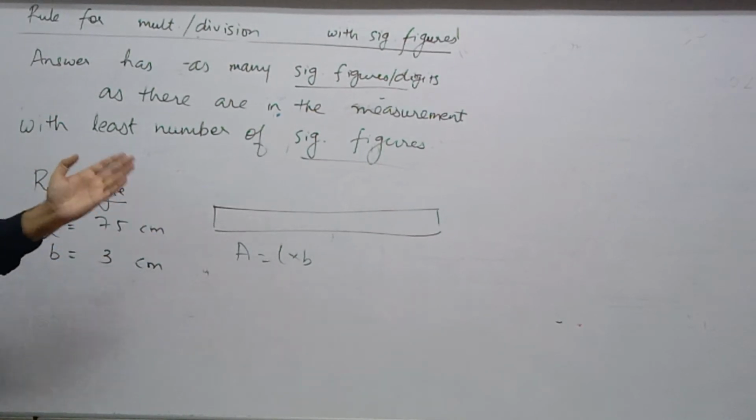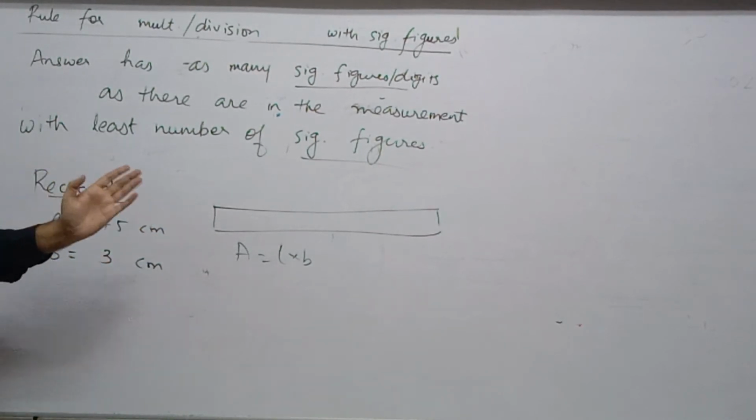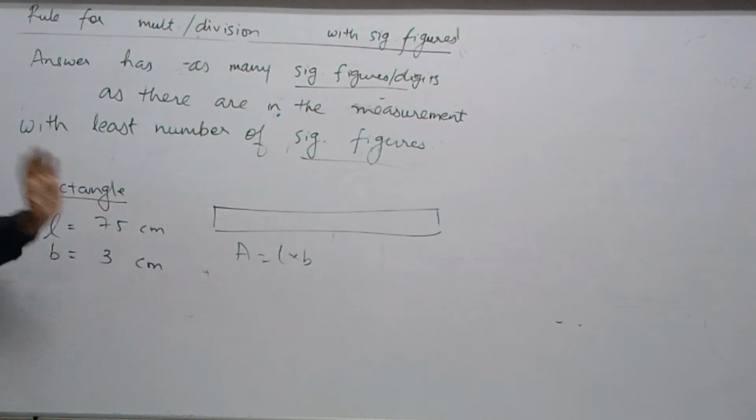A equal to L into B. Yes or no? Yes. Don't be shy. Raise your hand. Okay. If you know it, raise your hand. Try to answer. If you don't know it, raise your hand and ask a doubt. Well then, A is equal to L into B.